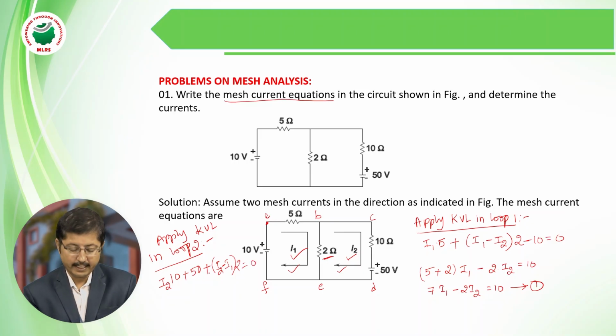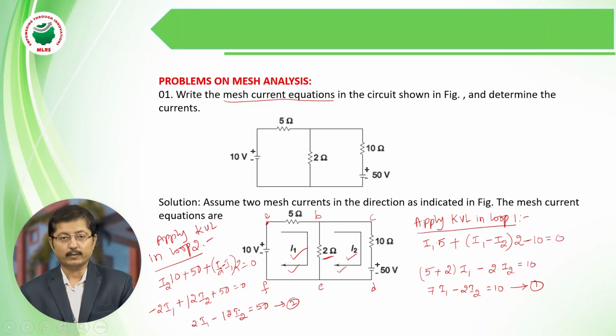Simplifying and rearranging the I1 and I2 terms, we get minus 2I1 plus, for the I2 terms, 10 and 2, so directly 12 I2 plus 50 is equal to 0. Or we can write this expression as 2I1 minus 12 I2 is equal to 50.